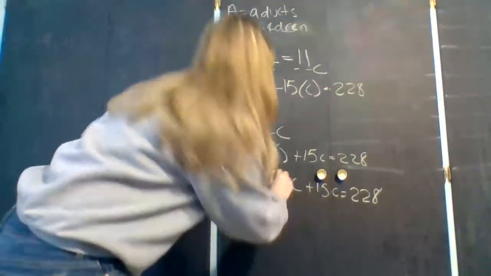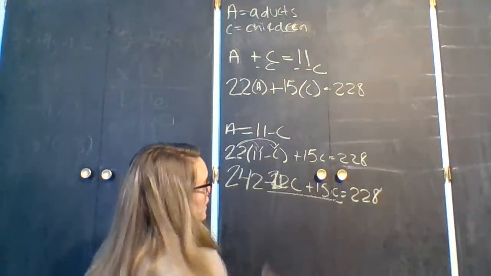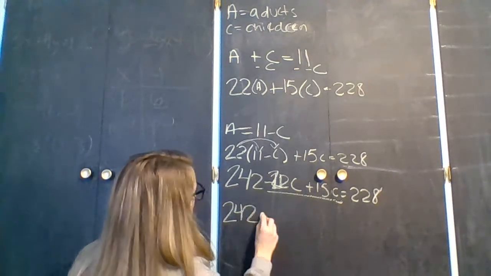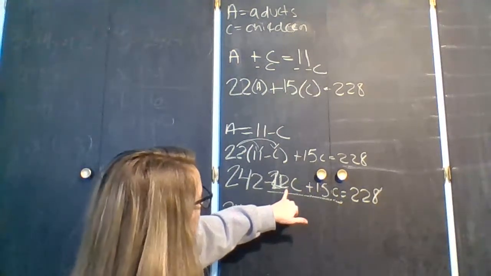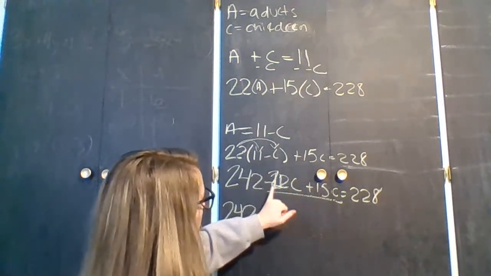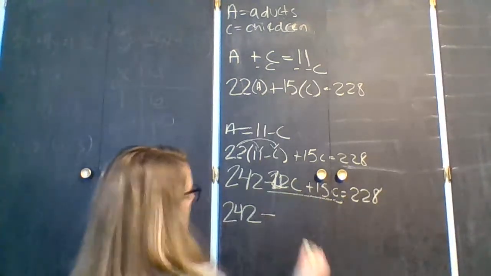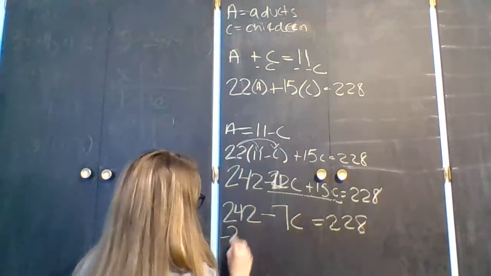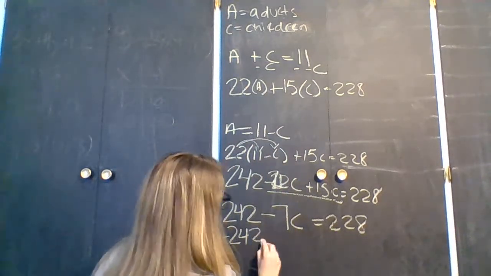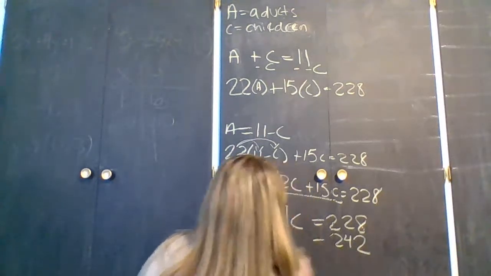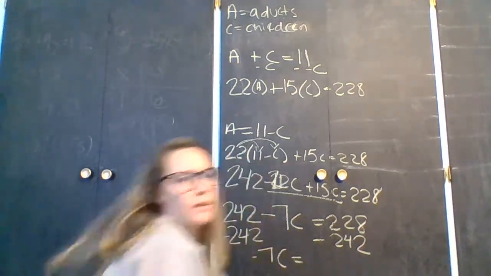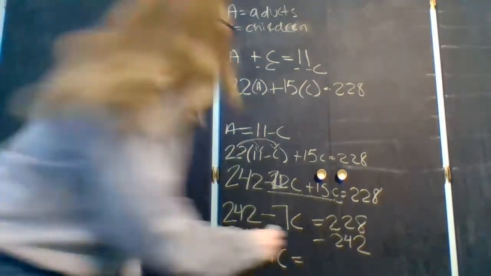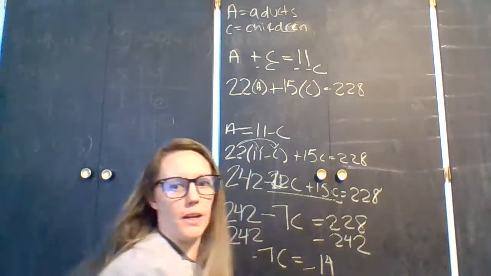And again, you just kind of keep going here. I have C's here that I can combine. So I'm going to leave the 242 here. And then I have a negative 22C plus 15C, which is going to give me a minus 7C. To get my C by itself, subtract 242. So negative 7C equals, let me grab my calculator again, negative 14.